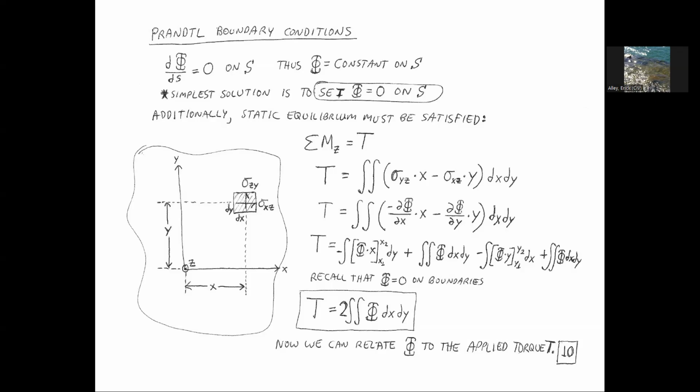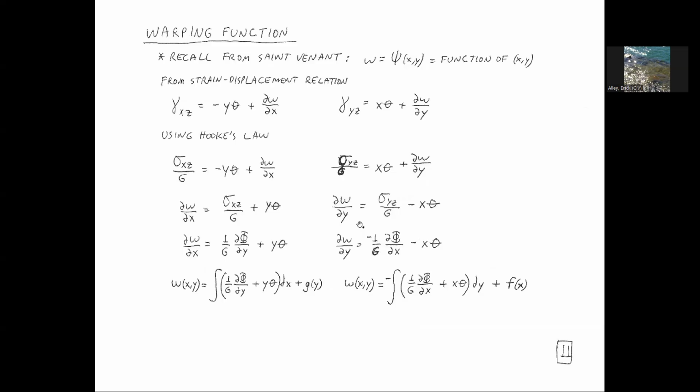So now we've got Prandtl related torque. This is everything that we need to solve for the Prandtl function. The last thing that'll come out as a bonus will be the warping function. Once we've got phi, we can go back and plug it in here, and then we just integrate up to get w.